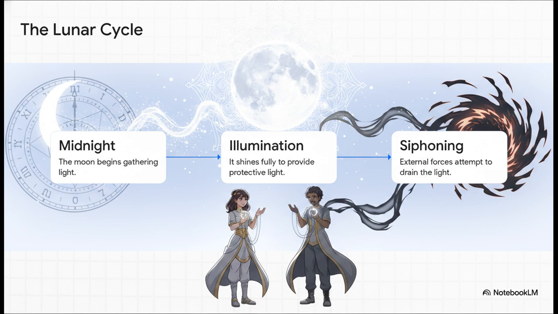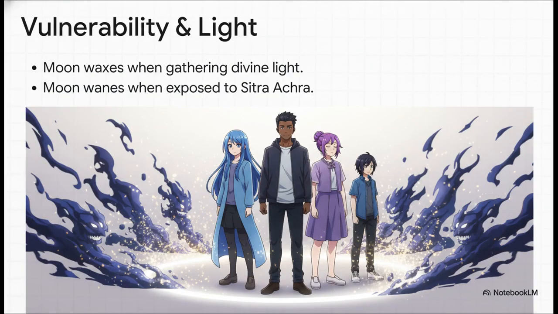But then, a siphoning begins. Over the next 15 days, creeping toward day 30, the light wanes, and we see a distinct color shift. It goes from white and silver down to blue, then to a dull gray, and finally to a highly vulnerable black. And this brilliantly illustrates our dual-level analogy.